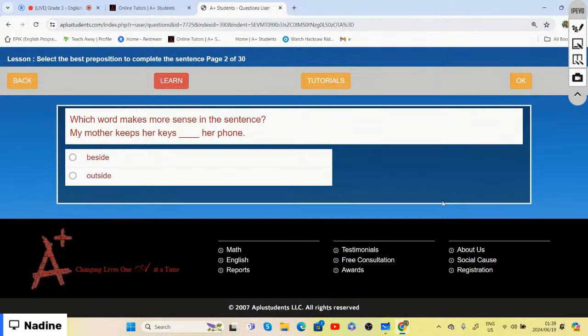The next one says, my mother keeps her keys, her phone. Is it beside her phone or outside her phone?